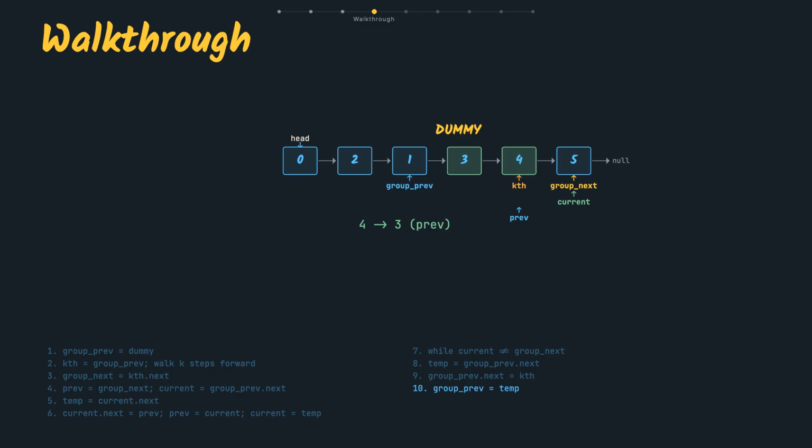Save node 4's next, node 5. Point node 4 at 3, prev to 4, current to 5. Current is node 5, which equals group next. Stop. The group is now 4 then 3.